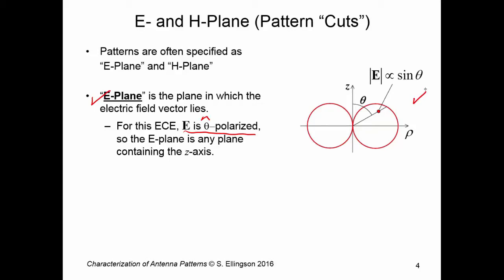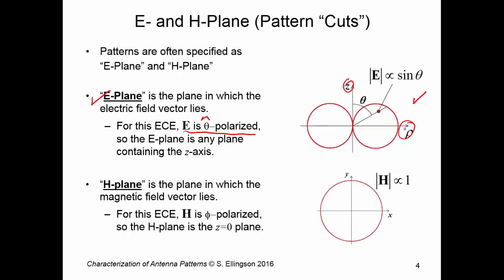So here is a picture of the E-plane for the ECE that's oriented along the z-axis. There is this null along the z-axis, and then there's the maximum in any direction rho pointing perpendicular to the z-axis. The H-plane is the plane in which the magnetic field vector lies. Now for this current element, H is phi polarized. So the H-plane is the z equals 0 plane.